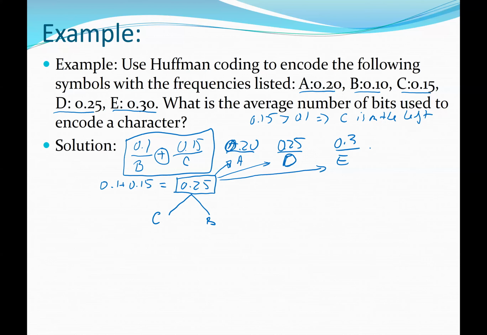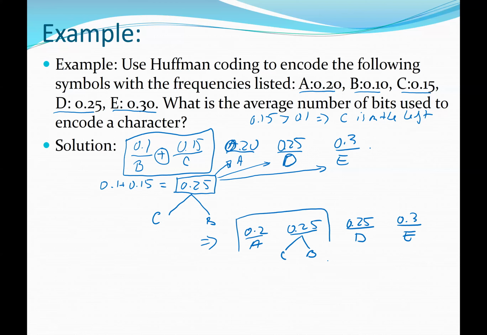All right, so now you have a new list. Now the next one is 0.2. That's still A. And now 0.25 and 0.25, it doesn't matter which one you want to combine. So you can have 0.25 here, and this one contains C and B. And then 0.25 where you have D alone. And then 0.3 where you have just E. And then you gotta do this 2 again.